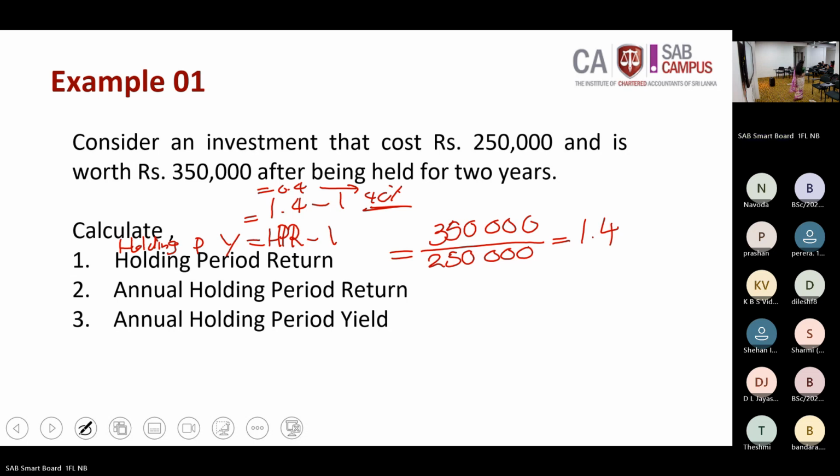Okay. The next one, annualized holding period return. You have invested this amount for 2 years. If it is so, how much is the annualized amount?